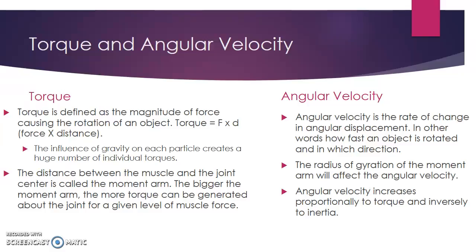Angular velocity is the rate of change in angular displacement. In other words, how fast an object is rotated and in which direction. The radius of gyration of the moment arm will affect the angular velocity. Angular velocity increases proportionally to torque and inversely to inertia.